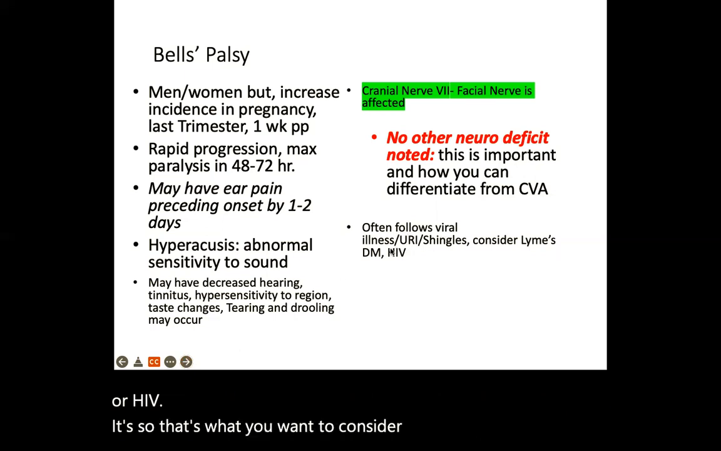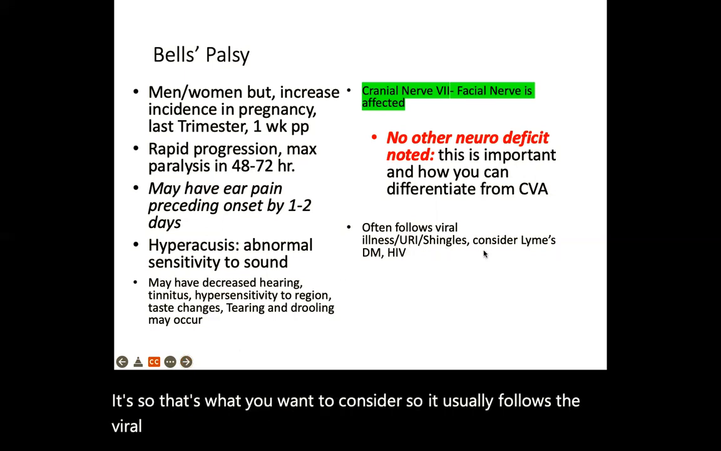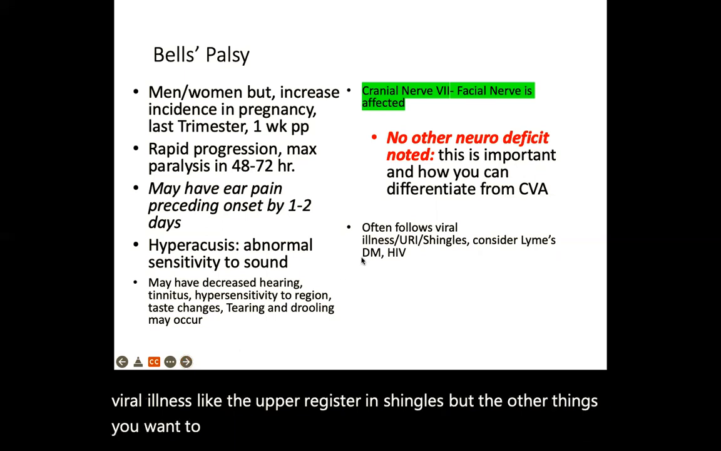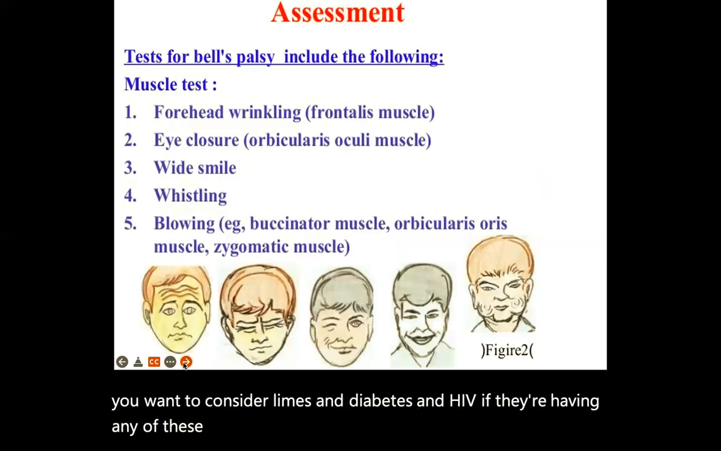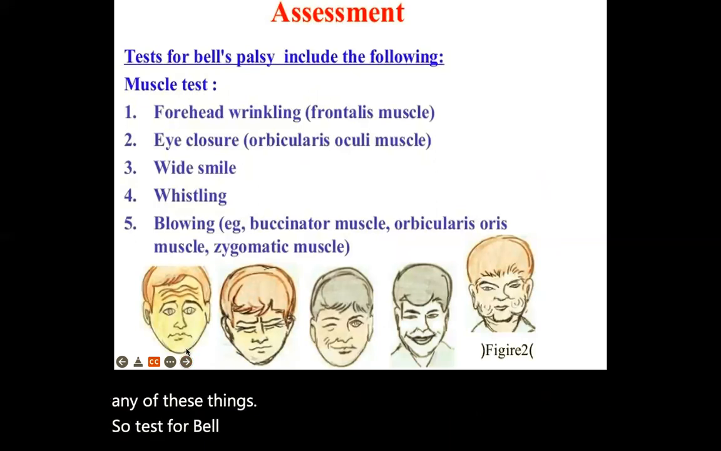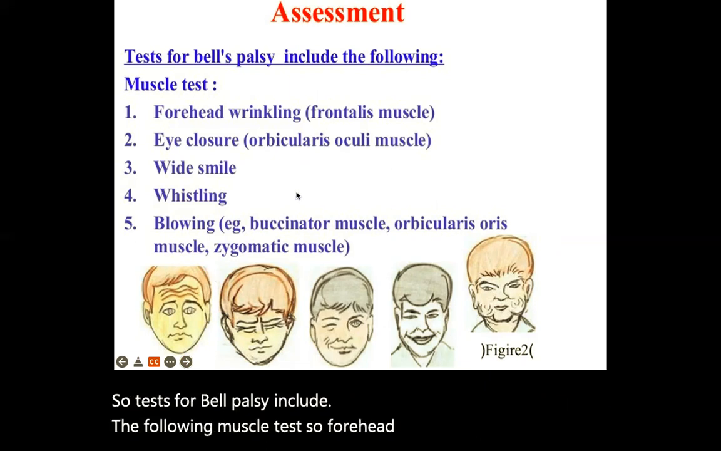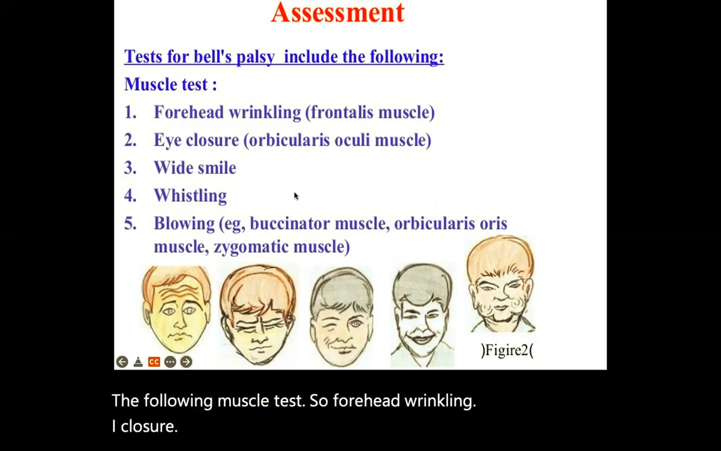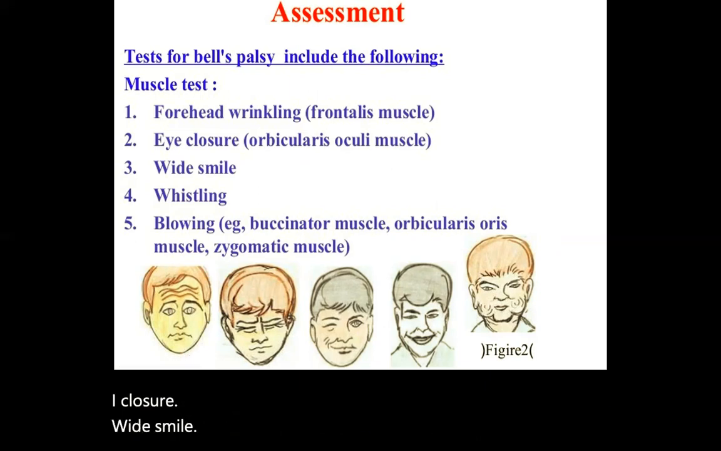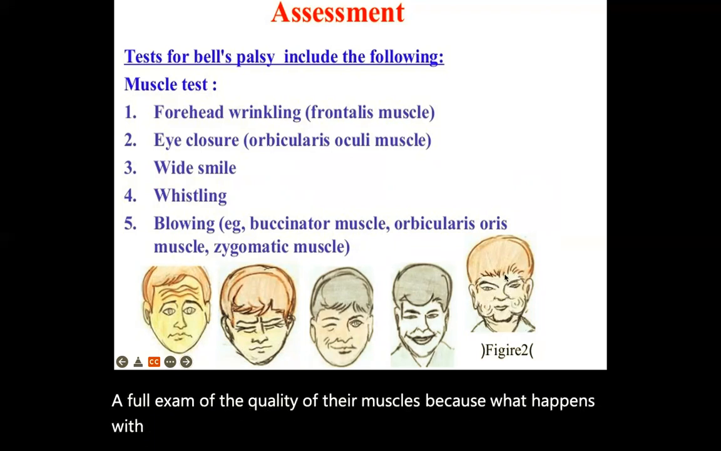So it usually follows a viral illness like an upper respiratory infection and shingles, but the other things you want to consider are Lyme's, diabetes, and HIV. Tests for Bell's palsy include the following muscle tests: forehead wrinkling, eye closure, wide smile, whistling, and blowing. This will really give you a full exam of the quality of their muscles, because with Bell's palsy, one side of the face is not going to be able to do what the other side can.